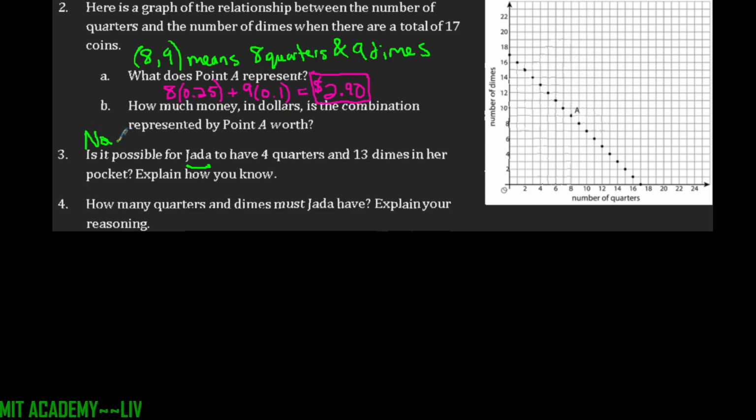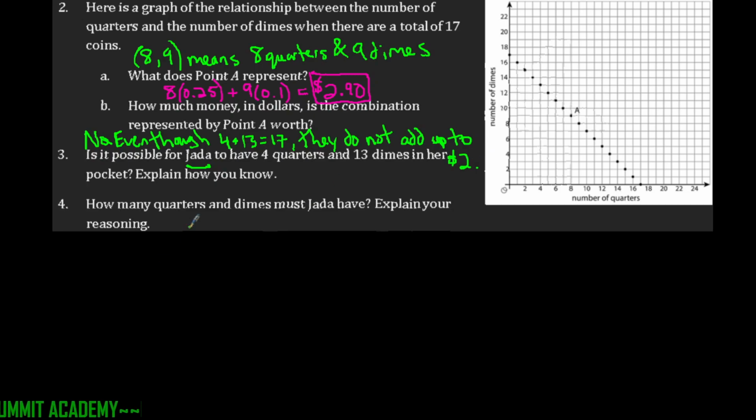So we say no, and we say even though we have 4 quarters and 13 dimes, that equals 17 coins. We have to say they do not add up to $2, because that's what we're trying to do. If you check the previous part of the question, we're trying to add up to $2.